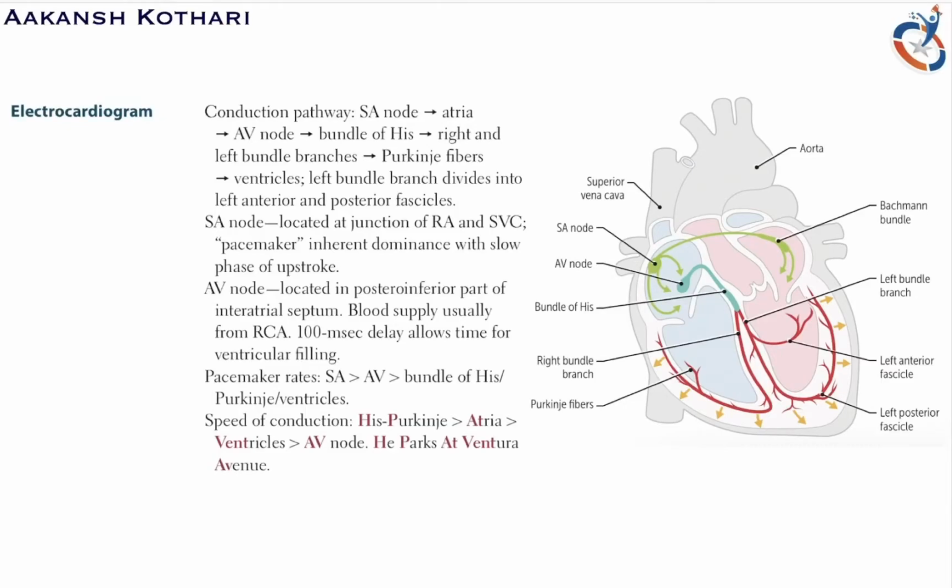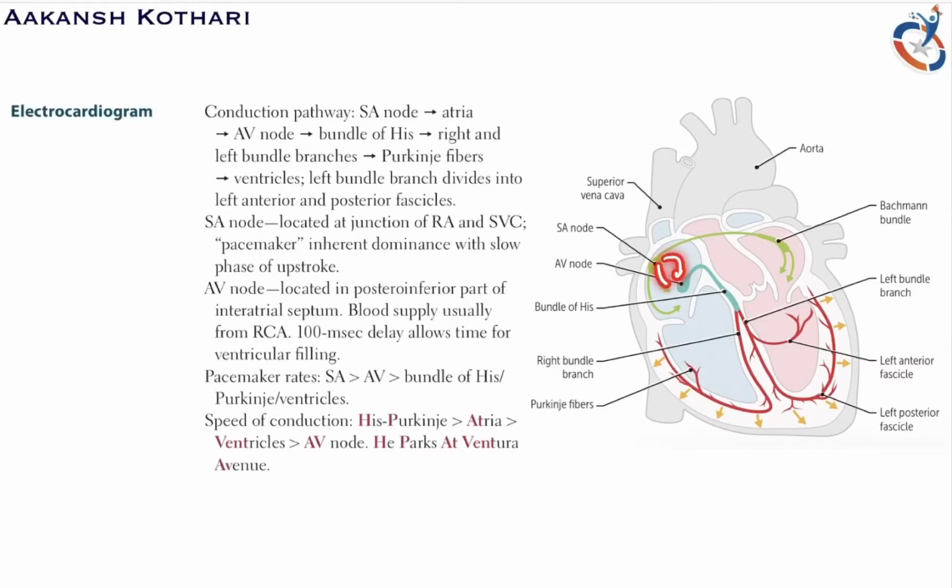Now in conduction pathway, the primary pacemaker is the SA node. That means the electrical impulses are generated from the SA node. Now where is the SA node located? The SA node is located between the superior vena cava and the right atrium. So it is located at the junction of superior vena cava and right atrium.